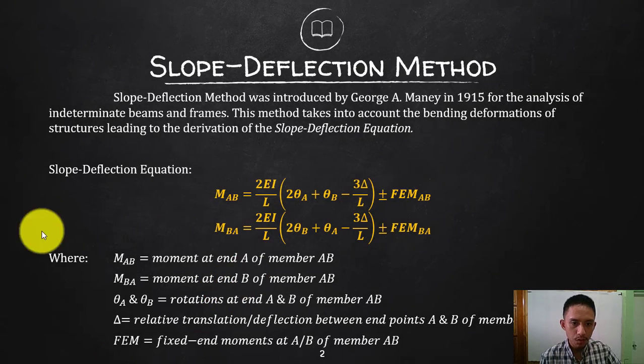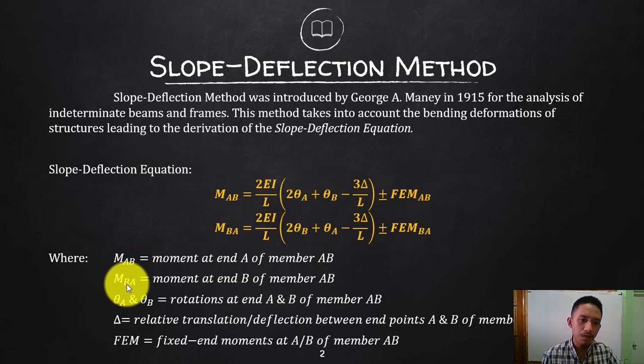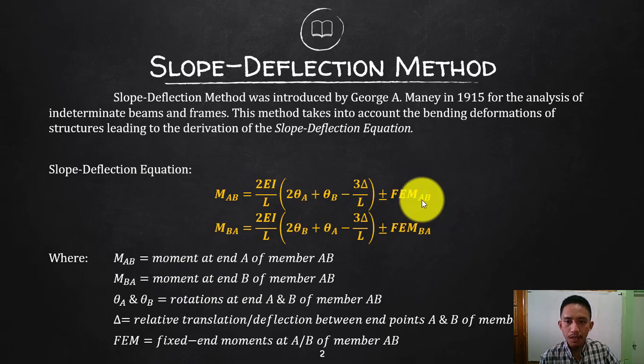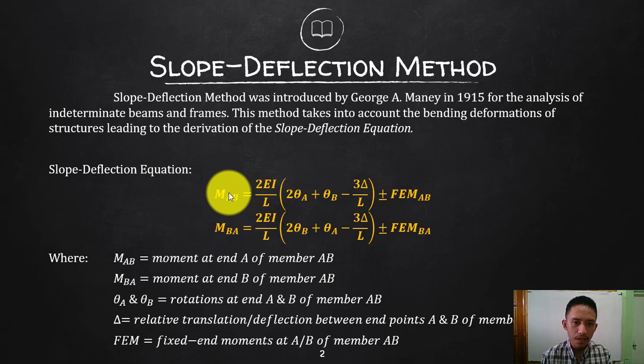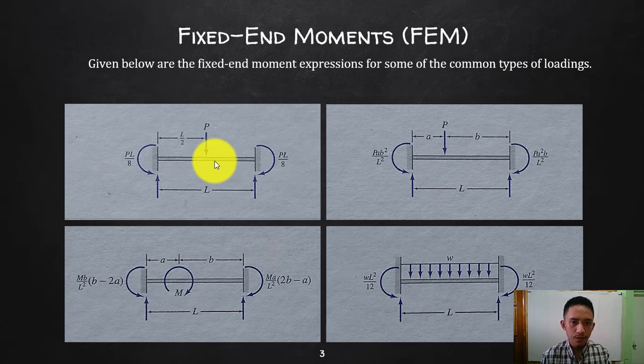We call these the end moments, because they are the moments at the ends of the members: MAB or MBA. Your FEM is the fixed end moment. Please differentiate your end moments from your fixed end moments. Your fixed end moment is just an assumption that your beam is supported by fixed supports at both ends, only for the sake of calculation, but your MAB and MBA are the actual moments at the ends of the members.